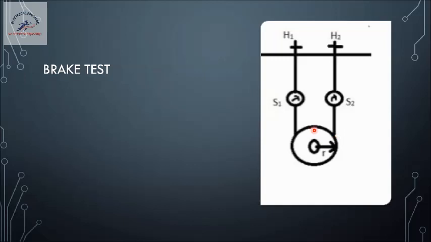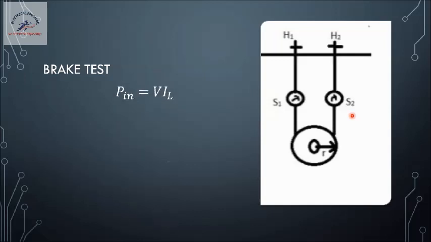If the rotation is clockwise, then S2 can be called the tight side and S1 the slack side. If the direction is anti-clockwise, then S1 is called the tight side and S2 the slack side. More about this we can learn in the belt drives chapter in the elements of mechanical engineering subject.